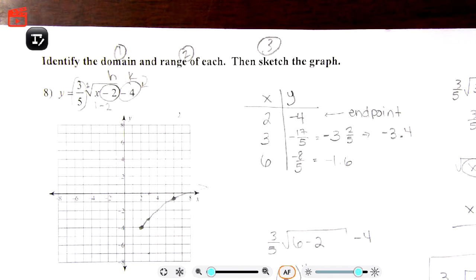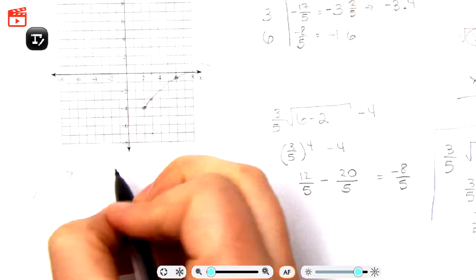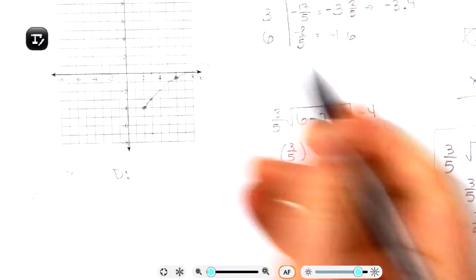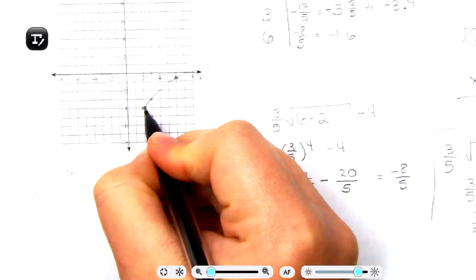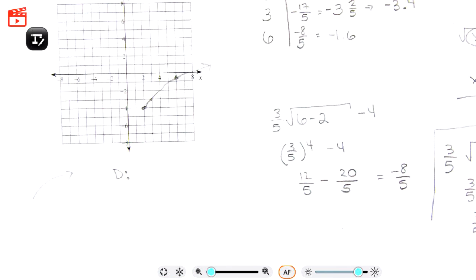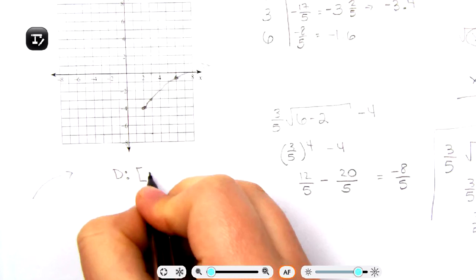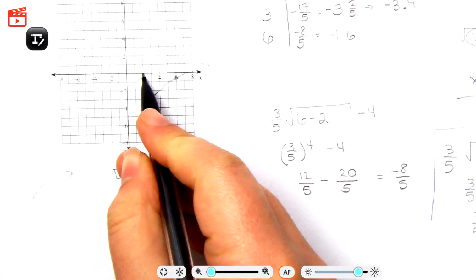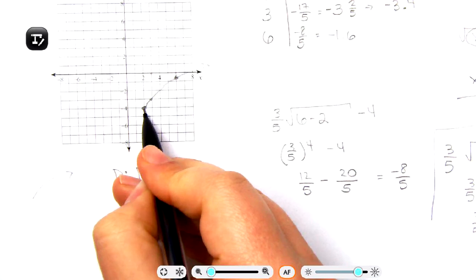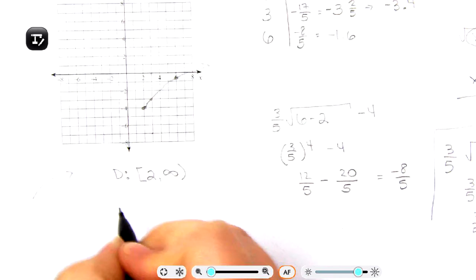It's asking for domain and range. So domain is all of the possible x values. So you're looking at your endpoint, and from your endpoint, is it going all the way up to infinity or is it going down to infinity? So your endpoint here is 2. The smallest it can be on the x-axis is 2, and then it's going all the way up to infinity.